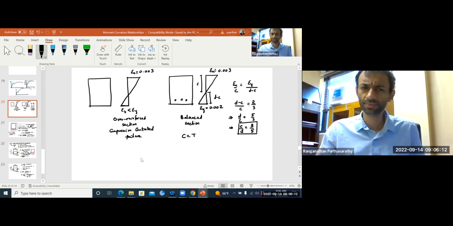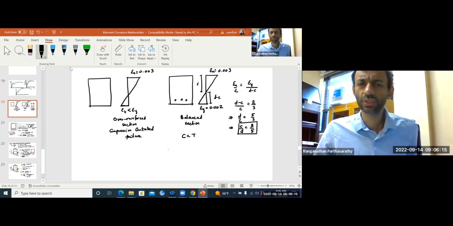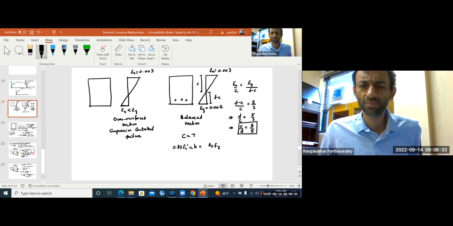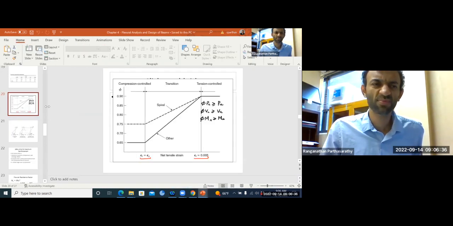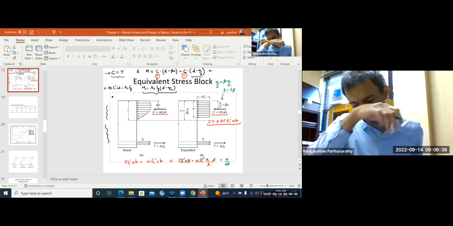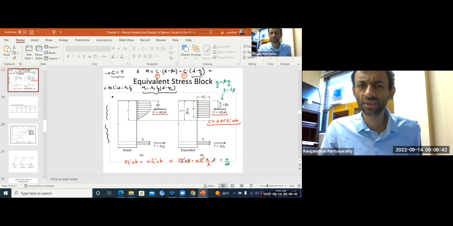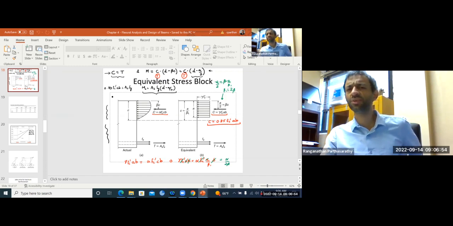So if you write C equal to T, you get from the equivalent compression block 0.85 fc prime a times b, and tension is As fy. What we are saying is, instead of taking the complicated nonlinear curve, you can take it as a uniform stress, that is gamma fc prime. You can take it as a uniform rectangular stress block. That will make the job much easier.